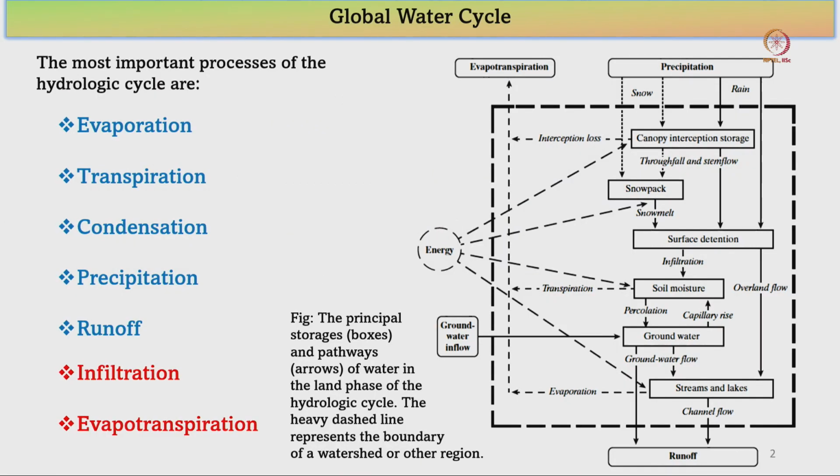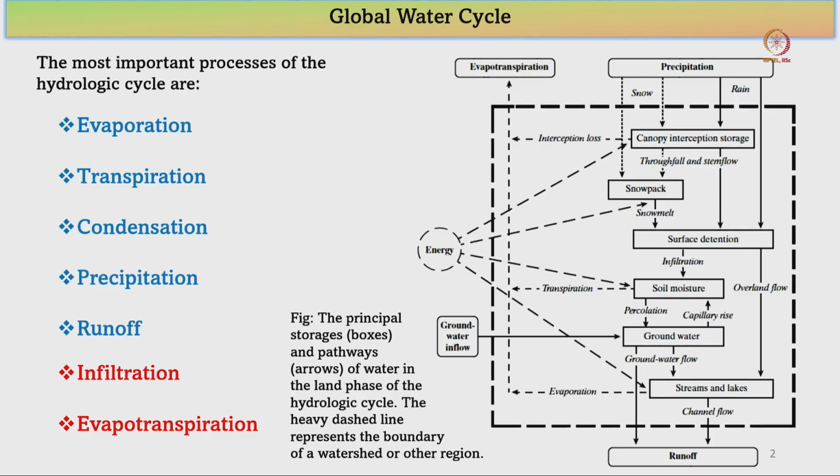I had already been discussing the hydrological cycle in the previous lecture and I will continue discussing it in this lecture as well. So, in the last lecture I was discussing the processes that control or maintain the hydrological cycle, such as evaporation, transpiration, condensation, precipitation, runoff, infiltration and evapotranspiration.